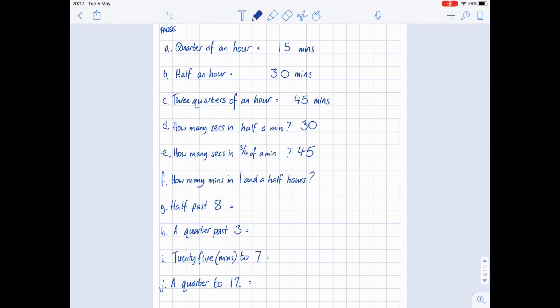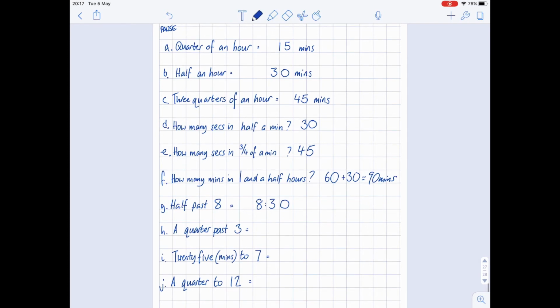How many minutes then in 1.5 hours? So in 1 hour, we said there was 60 minutes. And in half an hour, we said there was 30 minutes. So if we add those together, we get 90 minutes. Hopefully you got that one right. And then with these, 8:30 would be written like that. And when we separate minutes and hours in time, you can see we've got a dot dot like that, okay?